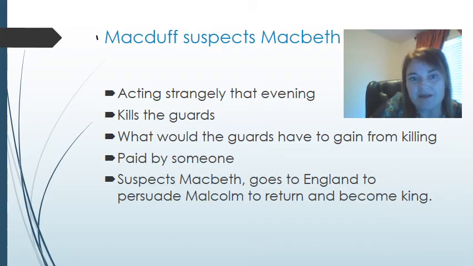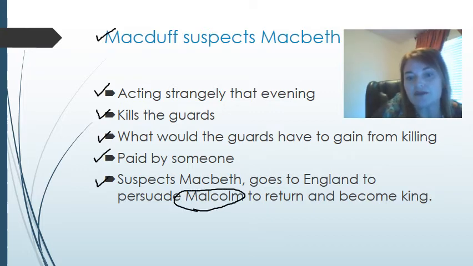Macduff suspects Macbeth. He's acting strangely. He kills the guards. What would the guards have to gain from killing the king? Were they paid by someone? He suspects Macbeth and goes to England to persuade Malcolm to return and become king. Remember, Malcolm is Duncan's son.